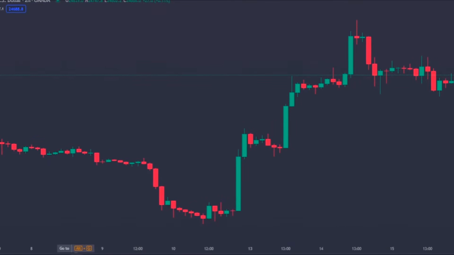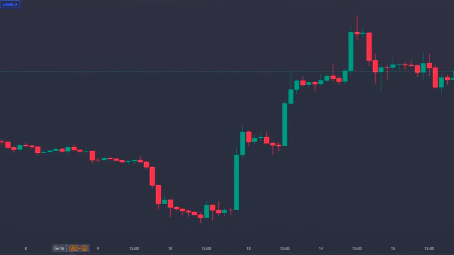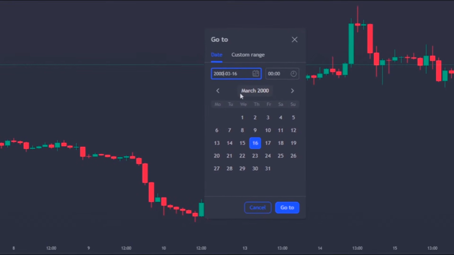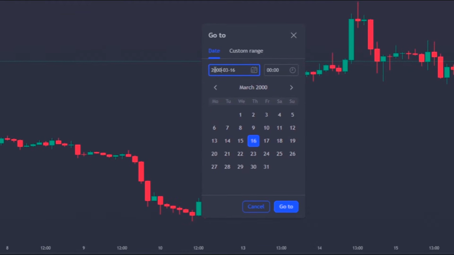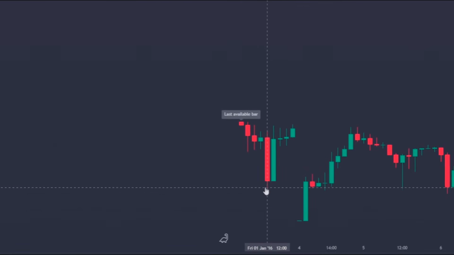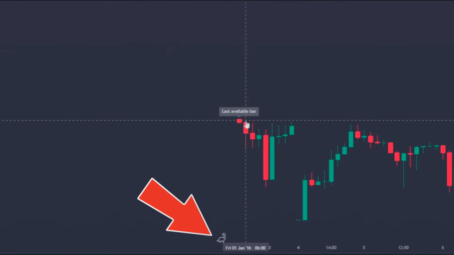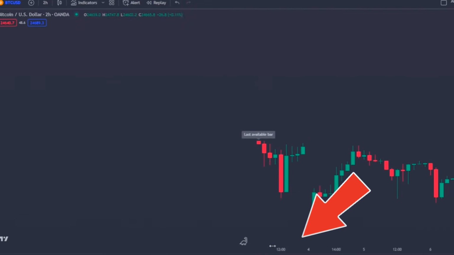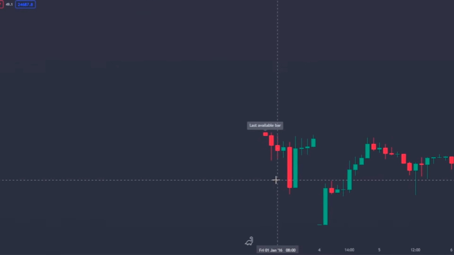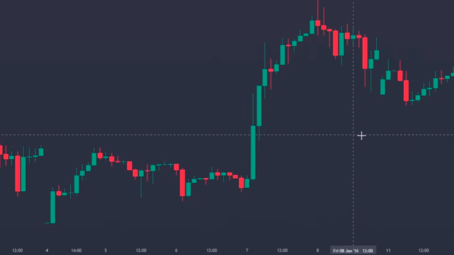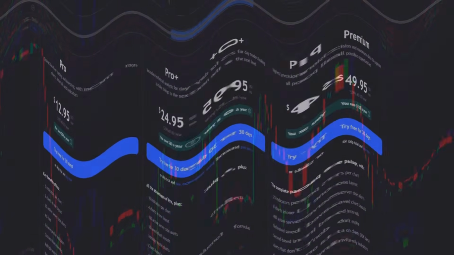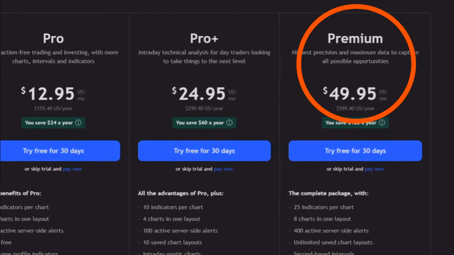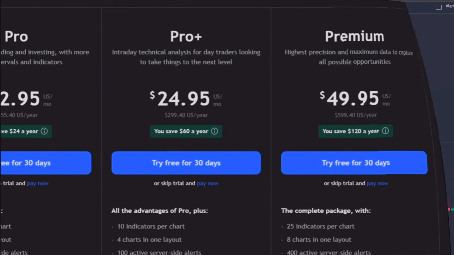If you use TradingView, you must click on the icon that says Go To and put a very old date, for example with the year 2000, and press Enter. And TradingView will show you how far it has data for you to use. In my case, and in the Bitcoin 2-hour time frame, it is until 2016. Notice that if in your case you don't have so much data available, it is due to the plan you have. As I am a user of the TradingView Premium plan, I have access to all available data.